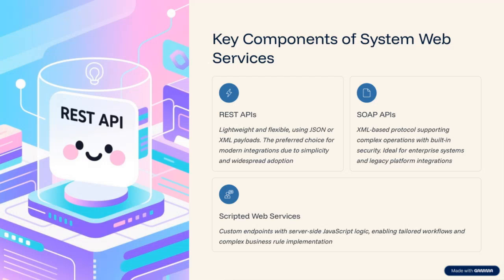Now, let's look at some of the key components of system web services. First, we have custom endpoints with server-side JavaScript logic. This allows us to create tailored workflows and implement complex business rules specific to our needs. It's a powerful way to customize the system to match our unique processes.